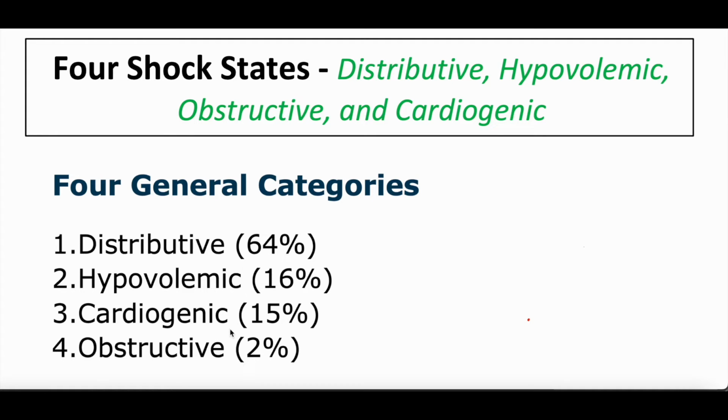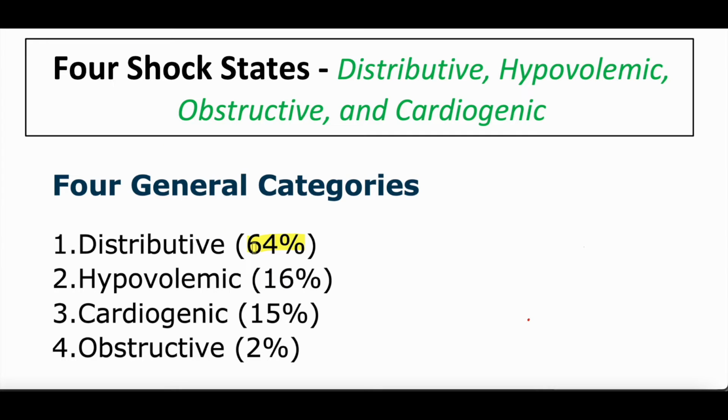Within each one of these categories, though, there's multiple different causes. So the first category, and often the most common category, one study from a level 1 center found that of all patients presenting in shock, 64% of them were in something called distributive shock. We will further understand distributive shock and define it in a bit, but distributive shock is also broken down into multiple different subcategories. Things like septic, endocrinopathies. Again, we'll talk about this more in a bit.